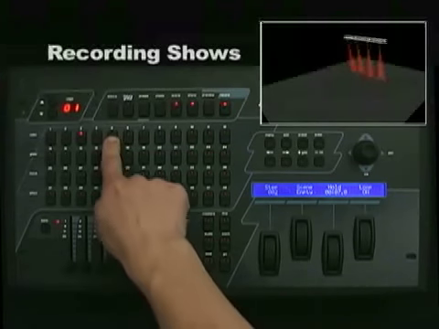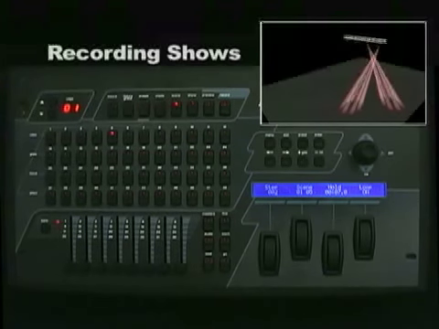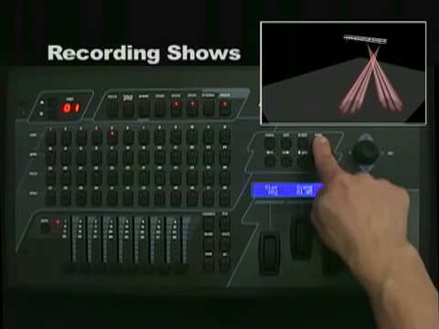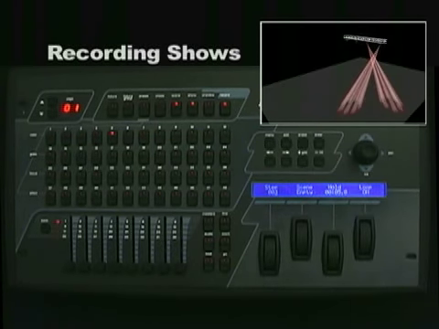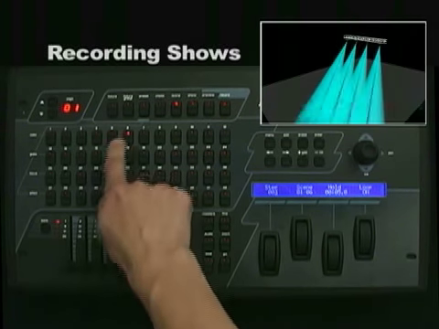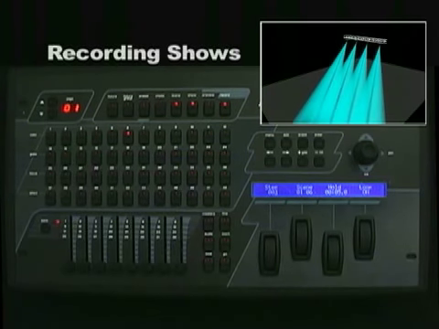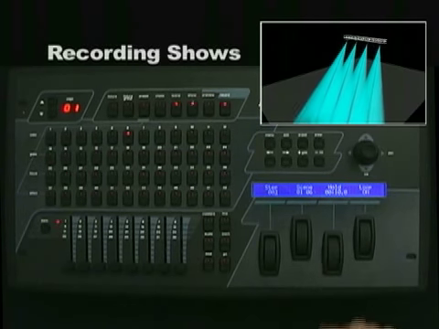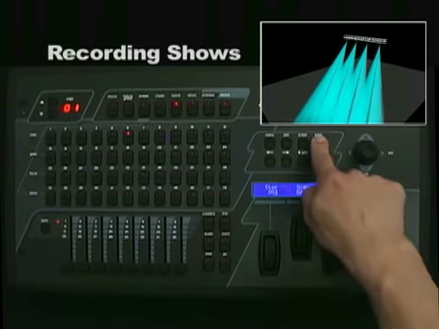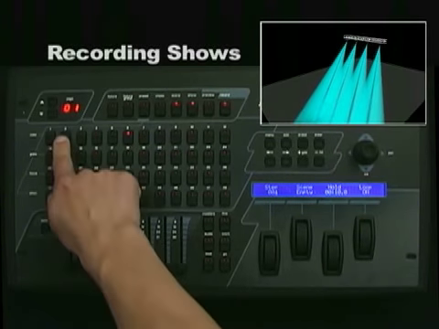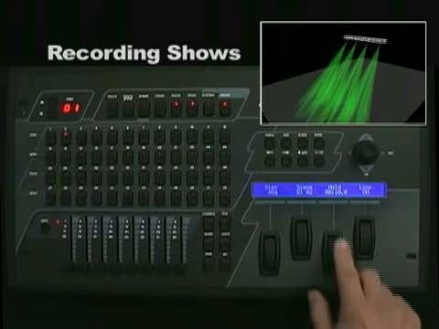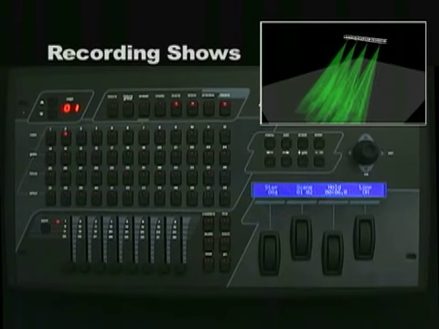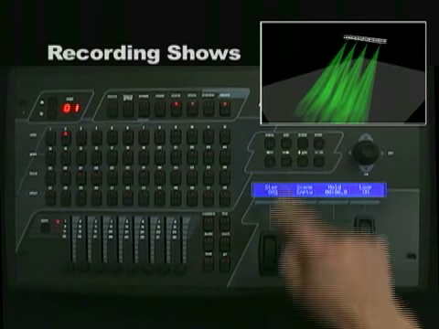We'll select our next scene for a second show step. I'll set this to hold for 5 seconds, then press enter. I'll select my next scene, adjust the hold time. I'll adjust this to 10 seconds, then press enter. I'll select the next scene, adjust the hold time, which I've set at 6 seconds, then press enter.